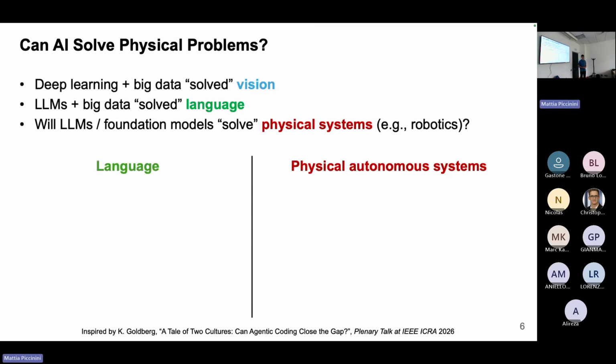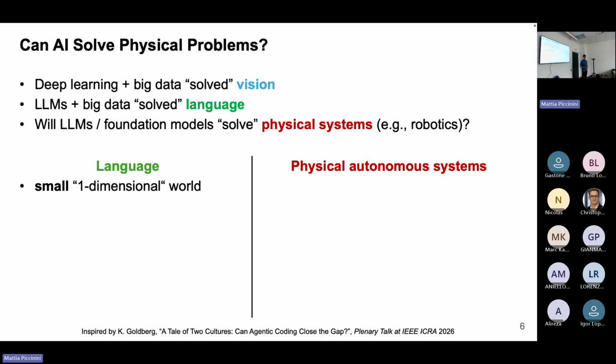And now the natural question is, okay, we solved vision, we solved language, can we also solve physical systems or autonomous systems like robots with this type of models? Okay, so with LLMs or foundation models. And yes, this is indeed an open question, right? But let's consider why we're not there yet. I'm sure it will happen one day, but probably it will take some time.